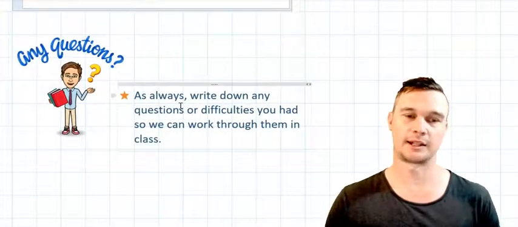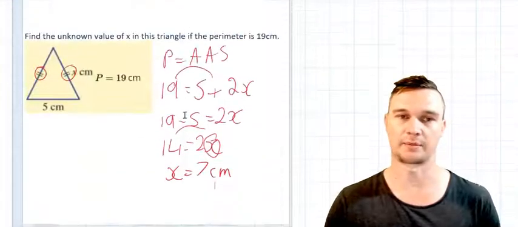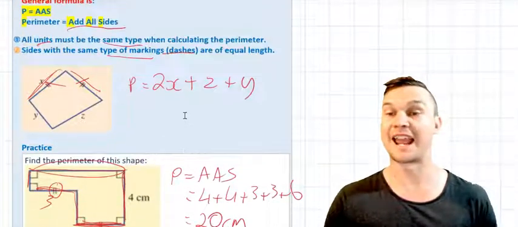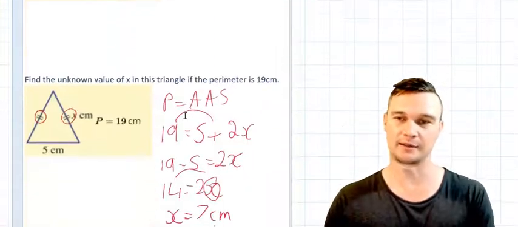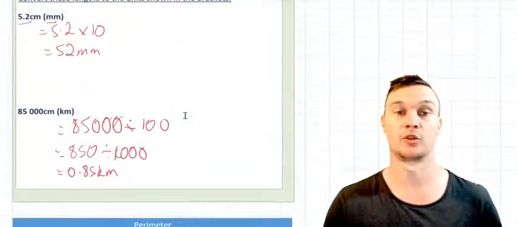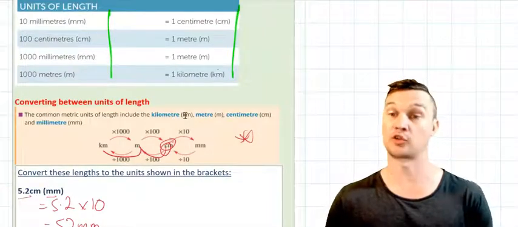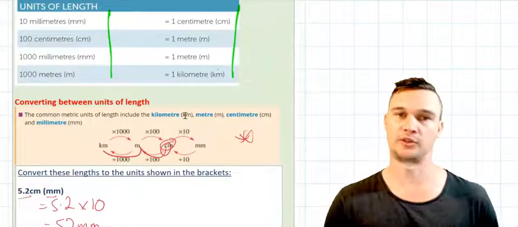And anyway, if you have any questions, please make sure you write them down. But just generally understanding the perimeter of adding all sides, using those dashes and finding the missing parts, and also making sure that you have that conversion that you need between different units of length.